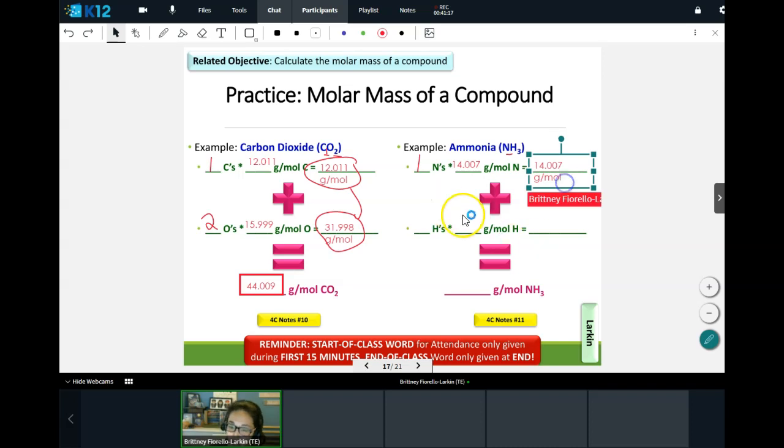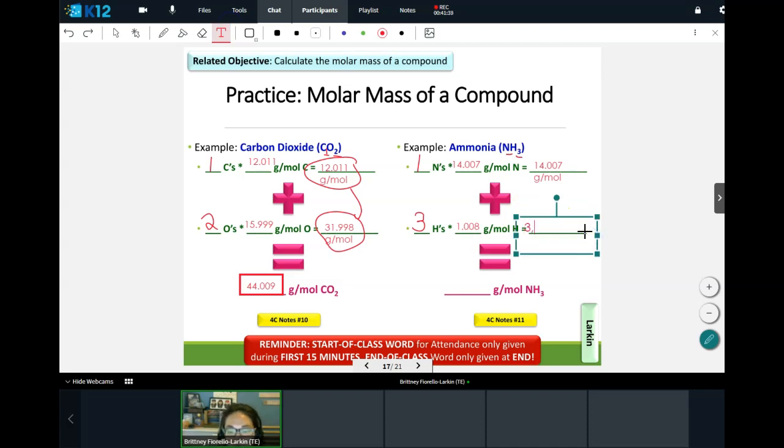Now, how many hydrogens are in ammonia? Take a look at its subscript. Yep, there are 3. And remember that from our previous slide, the molar mass was 1.008 grams per mole, which if I were to multiply 3 times 1.008, you should get 3.024 grams per mole of our 3 hydrogens. Now, all I'm going to ask you to do, grab your calculators, add those together, and then we can go over attendance. So do that quickly. What do you get when you add those 2 numbers together?